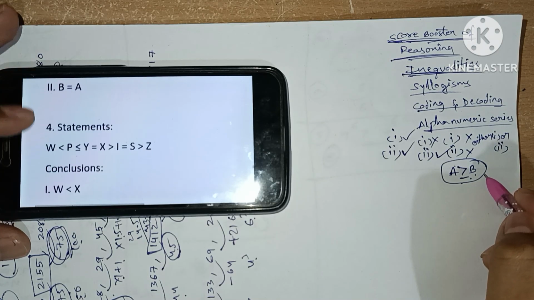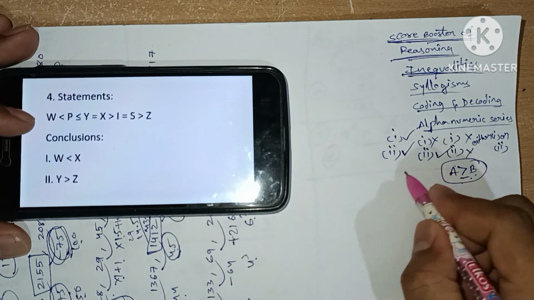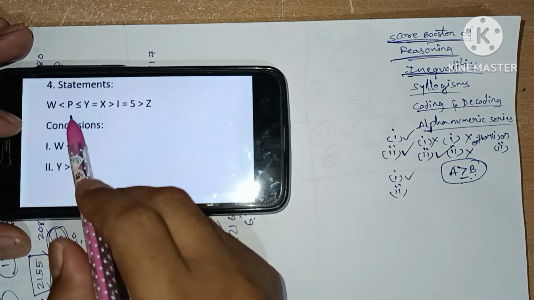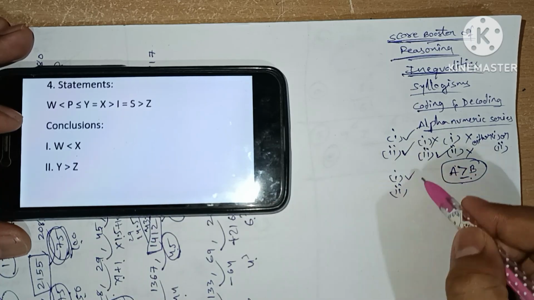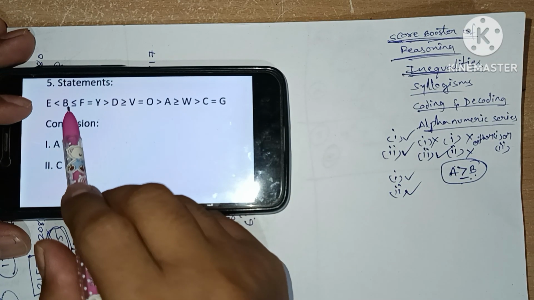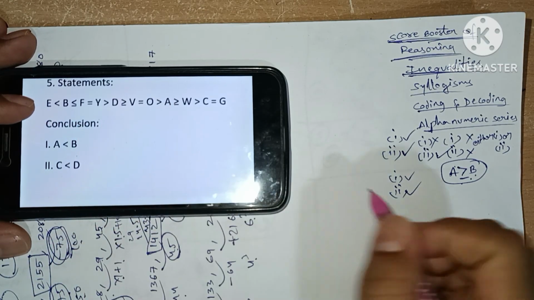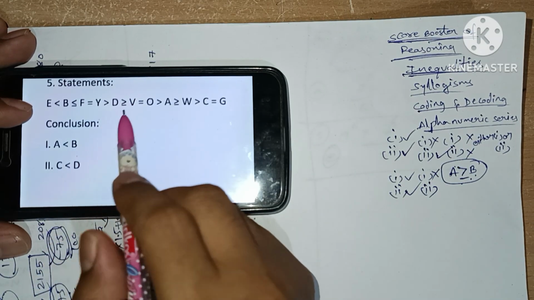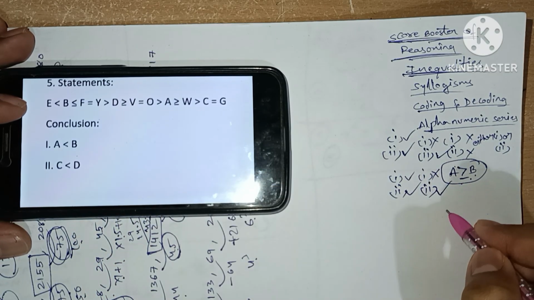Okay, next fourth question, the flow from X to W. From X the flow to W is possible, so first one will be true. Second one, the flow from Y to Z. From Y the flow to Z is also possible, both are true. Next, fifth question, the flow from B to A. From B we can flow up to E only but cannot flow to A, so first conclusion will be false. Second conclusion, the flow from D to C. From D there is a flow up to C, it is possible, so it is true.